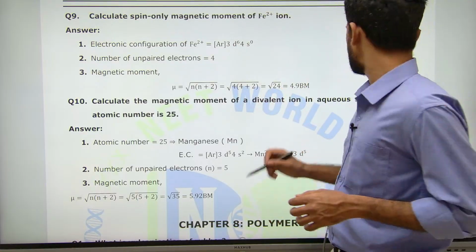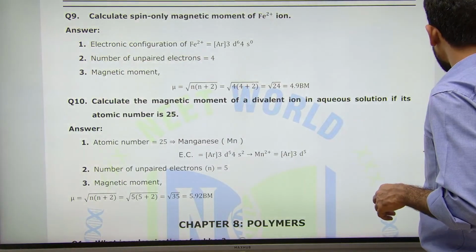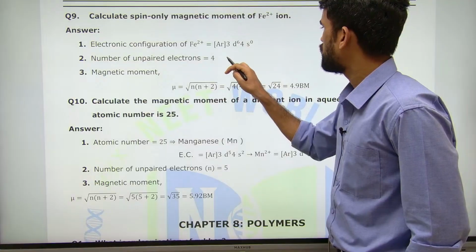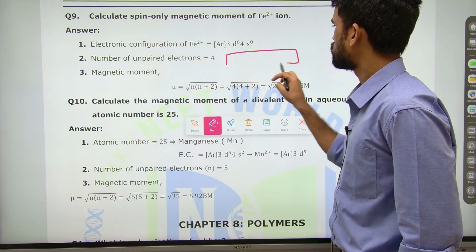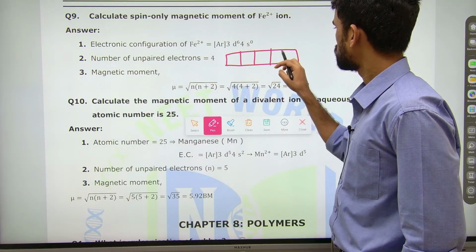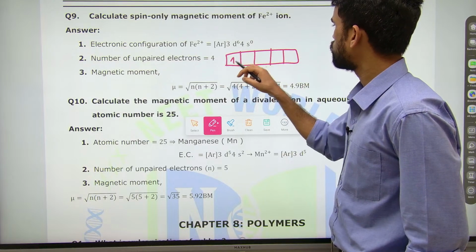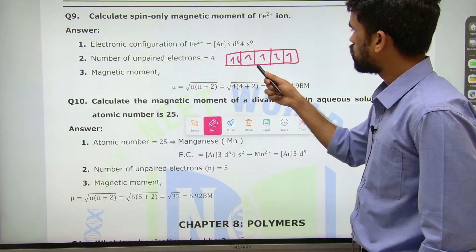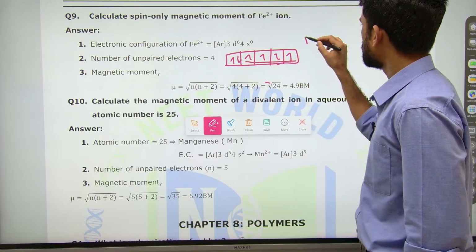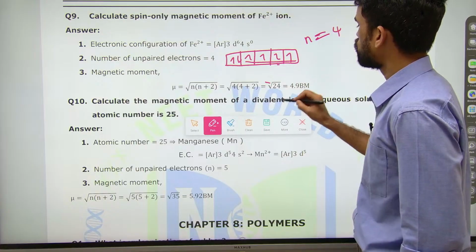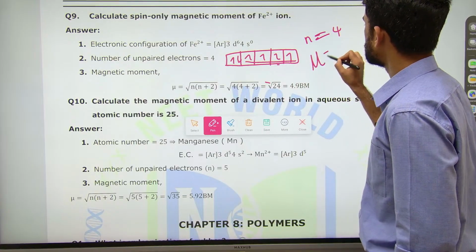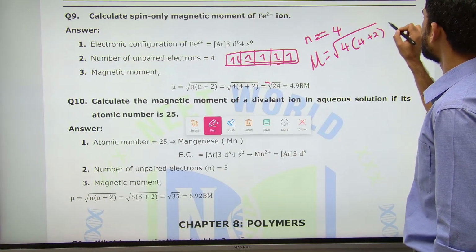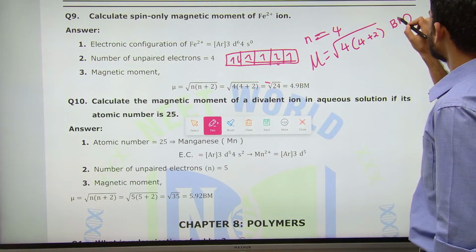Now if you write the orbital representation, you will get to know how many unpaired electrons there are. See, 6 electrons are there: 1, 2, 3, 4, 5, and the 6th electron will pair up like this. So how many unpaired electrons are there? N is equal to 4. For 4 unpaired electrons, mu is equal to root over 4 into 4 plus 2 Bohr magnetons. Like this we need to calculate.